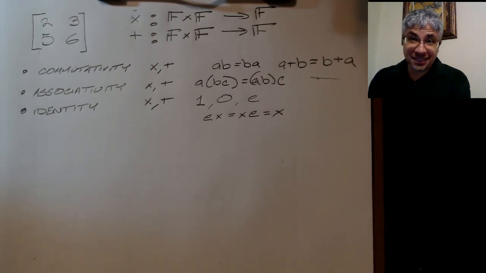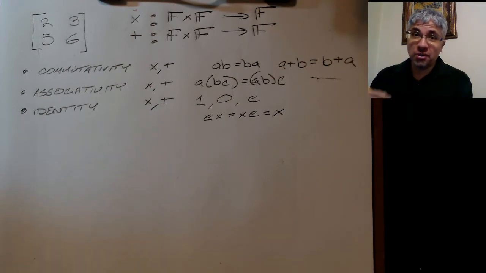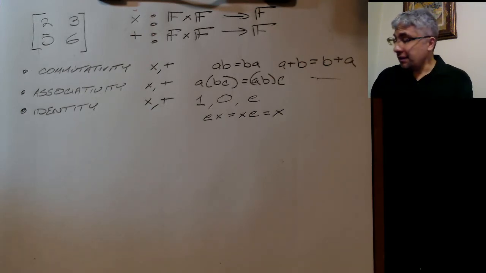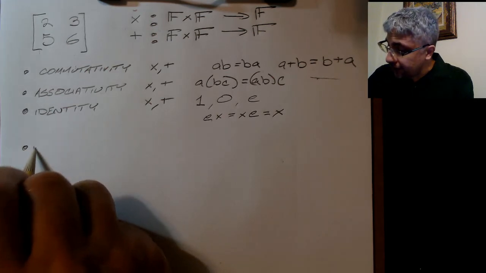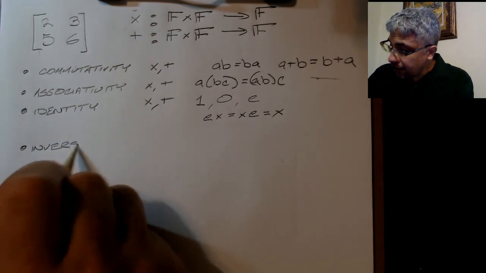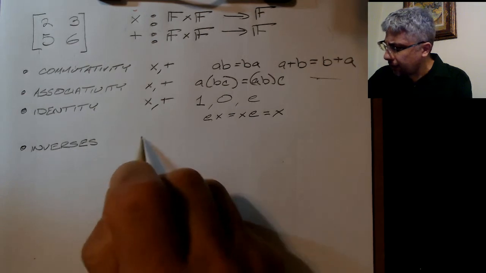So something that sends things to itself, like 1. When you multiply 1 by whatever you like, you get back the same thing. 0, same thing with addition. If you add 0, you get back the same thing. And it doesn't matter which side as well. Now, inverses is the first thing where it's a little different.